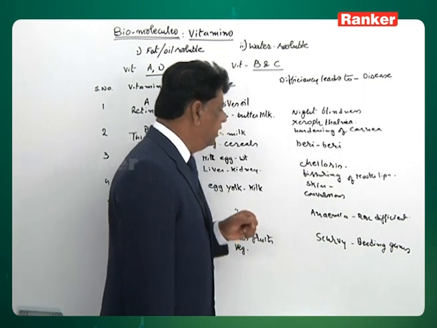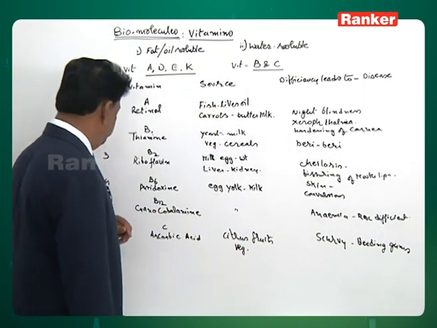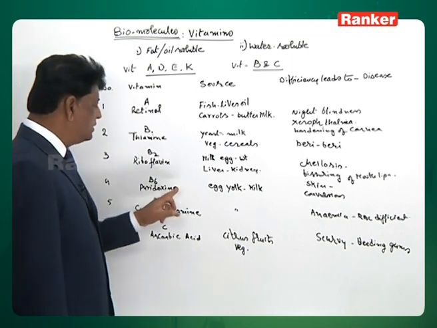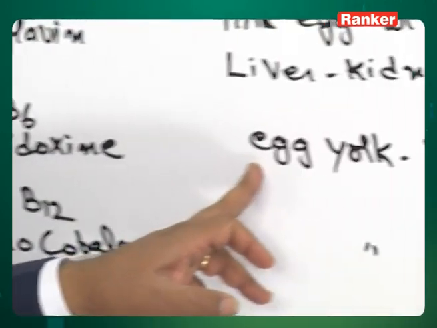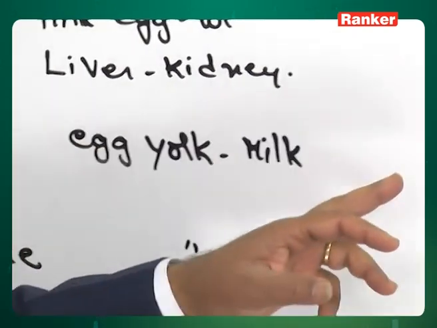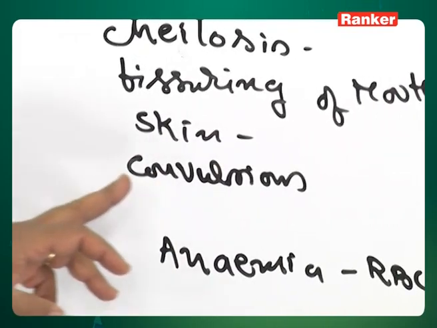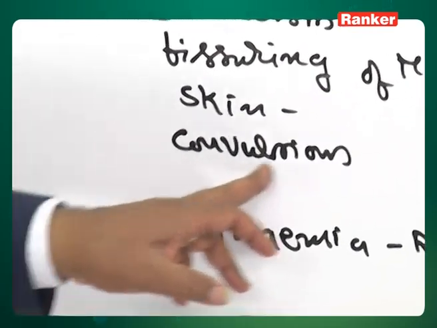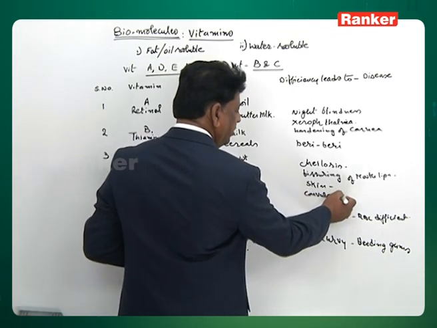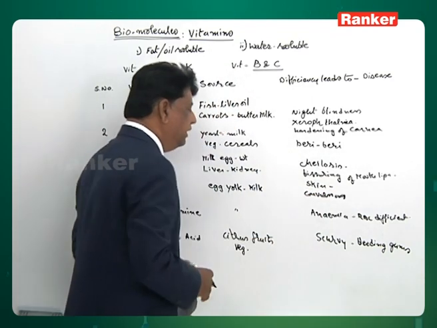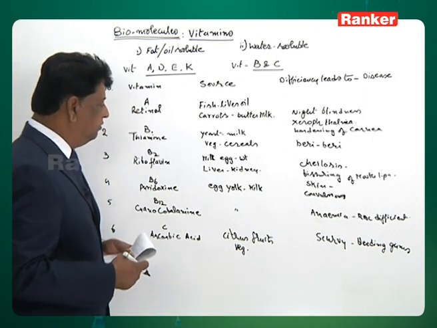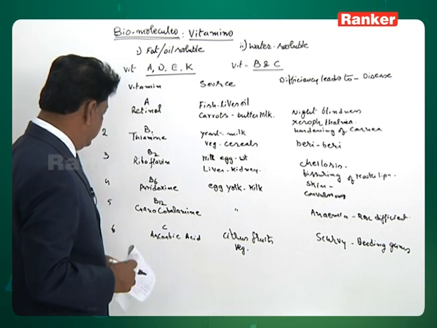all due to this vitamin B2. The fourth one, vitamin B6, is known as pyridoxine, available in egg yolk, milk and so on, almost the same variety. The deficiency leads to convulsions, that is a fits type of disease, affecting the central nervous system, and convulsions will come.